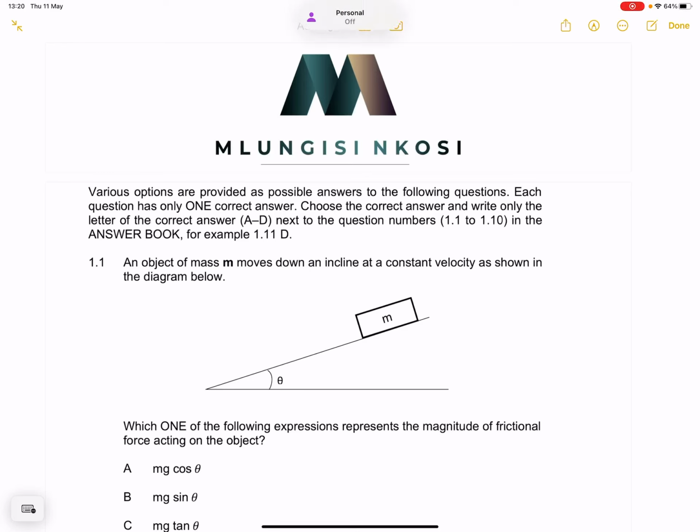Good day, everyone, and once again we're back together, and we are looking at the September 2022 exam. This is taken from the Eastern Cape, and it was a very interesting multiple choice section.